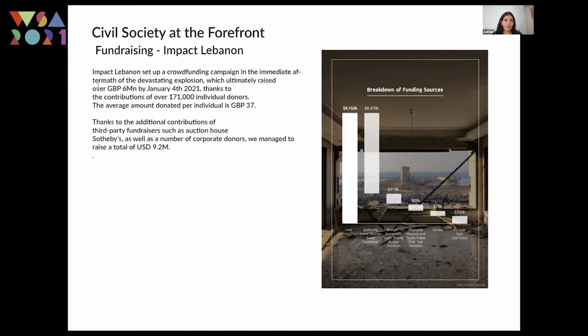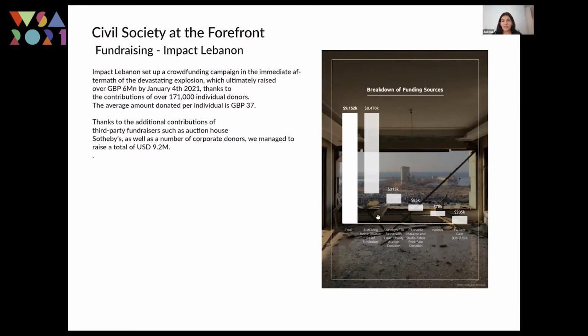When August 4th took place, Impact Lebanon set up a crowdfunding campaign in the immediate aftermath of the explosion, which ultimately raised over £6 million by January 4th, 2021. Thanks to contributions of over 171,000 donors, the average amount donated per individual was £37. Thanks to the additional contributions of third-party fundraisers such as auction house Sotheby's, as well as a number of corporate donors, we managed to raise a total of £9.2 million.